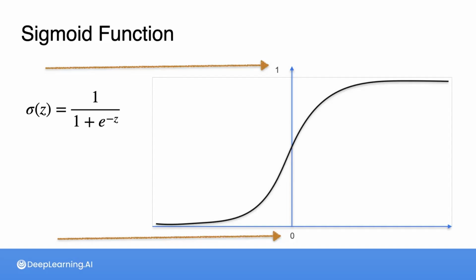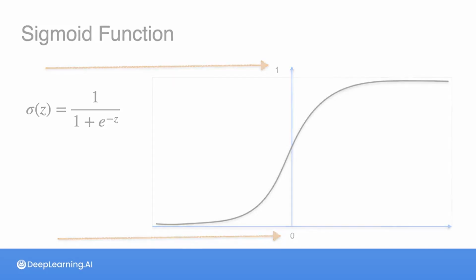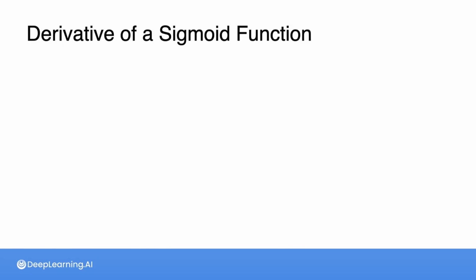And if it's a very large negative number, like minus 1,000, then sigmoid of minus 1,000 is very, very close to 0. However, the sigmoid function has a very nice property other than the fact that it crunches the entire number line into the interval 0, 1, and that is that its derivative is really nice. So now we're going to calculate the derivative.